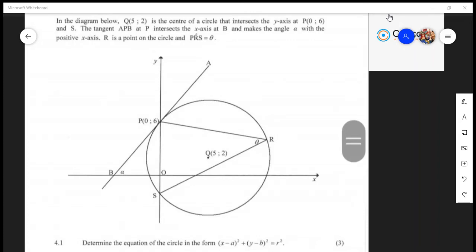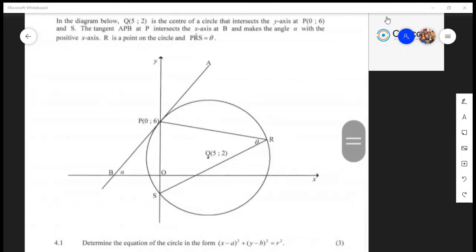Okay, so the question says, in the diagram below, Q has coordinates 5 and 2 and is the center of the circle, right? Guys, can you mute your mics, please, if you're not asking a question? I think this is the same 2015 Gauteng November exam.